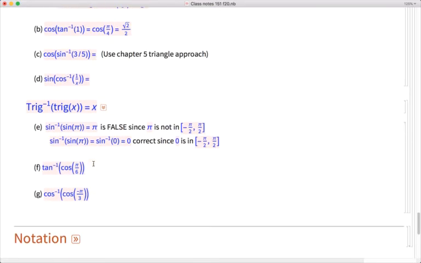Try one more. Here, cancellation is not possible because the two trig functions are different. So again, we just do the layers one at a time. The cosine of pi over 6: the reference point for pi over 6 is root 3 over 2, comma 1/2. For cosine we want the x coordinate, so this would be root 3 over 2.